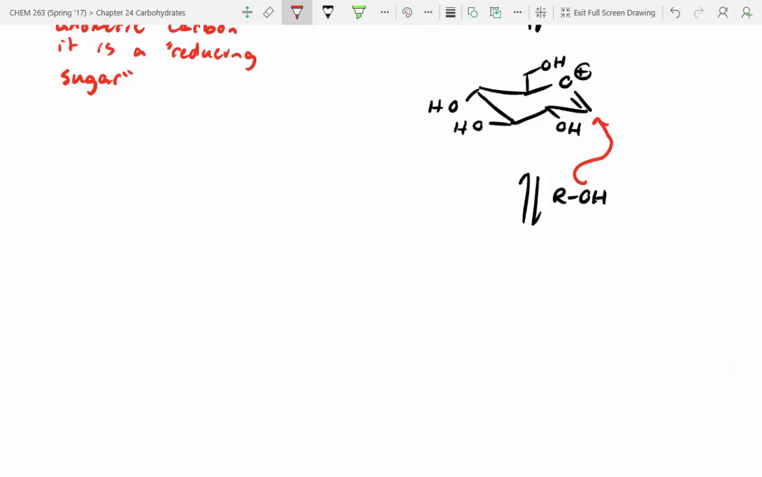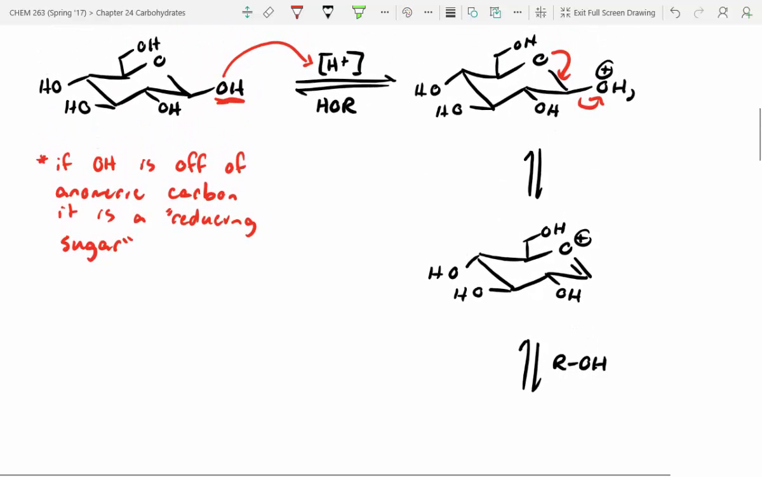Hold on, can we go back a little bit? Yeah. So up here we had one of these two lone pairs clamp down and kick off the water. Now we only have one lone pair, so it's a positively charged oxygen. So in the next step with our alcohol, this lone pair on the alcohol can attack that carbon, kick electrons up to the oxygen.